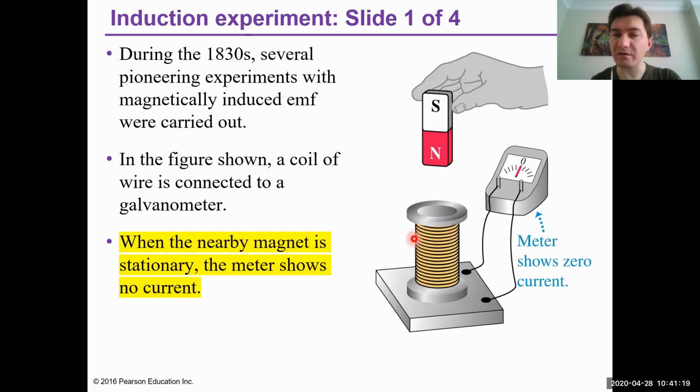You see, there is no current in the coil at the beginning. And we just connect a meter, a galvanometer, let's say, to each end of the coil, and the meter shows 0 current because there is nothing inside. Just put a permanent magnet close to the coil here and wait there. So the magnet is stationary close to the coil and there is no current within the coil.